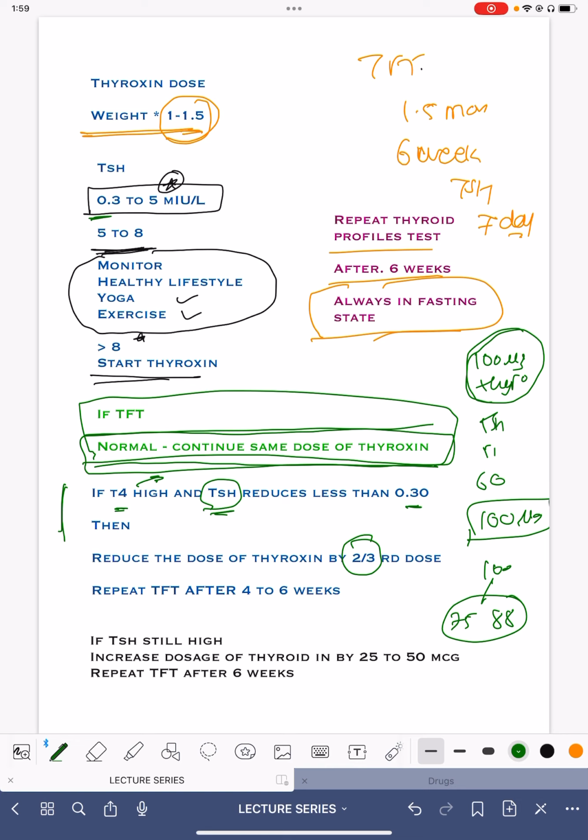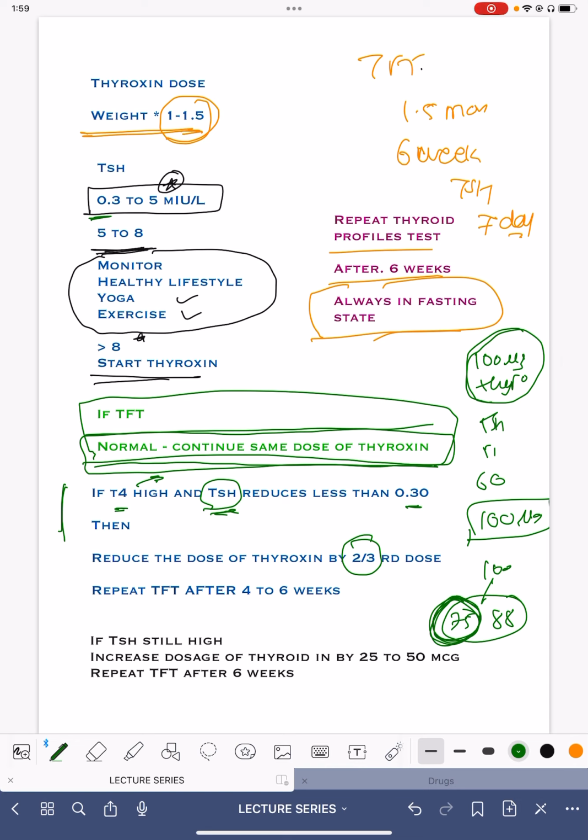So I will reduce the dose from 100 to 75, and I'll advise the patient to continue 75 for around 1.5 months. And after that, we can again do the test. If at that time the thyroid profile test comes normal, then I'll continue the same 75 microgram dosage. If by any chance the T4 still comes high and TSH still remains low, then I'll again reduce the dosage of thyroxine from 75 to 50.